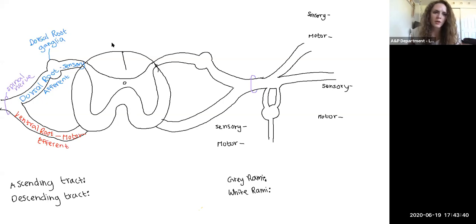In your gray matter, you have two horns. You have your dorsal horn, and you have your ventral horn.